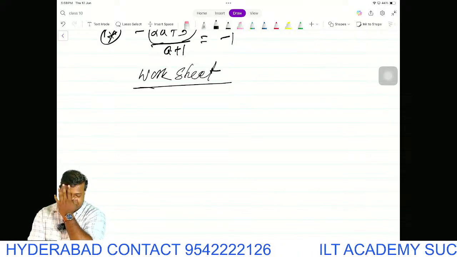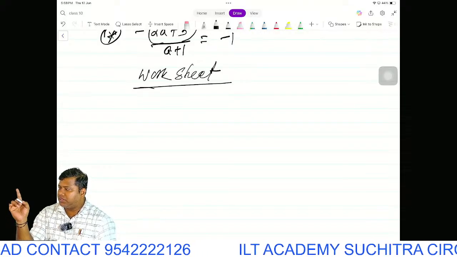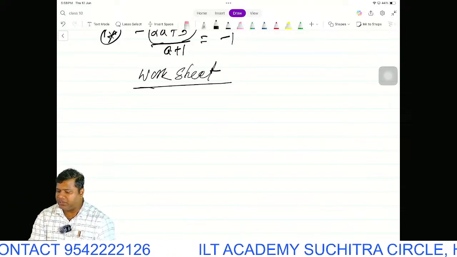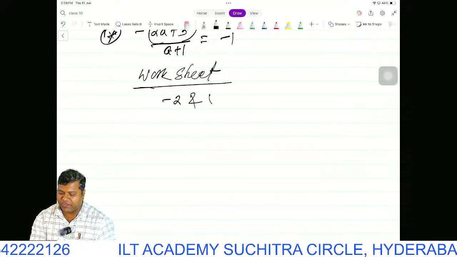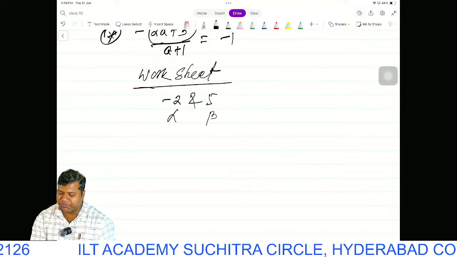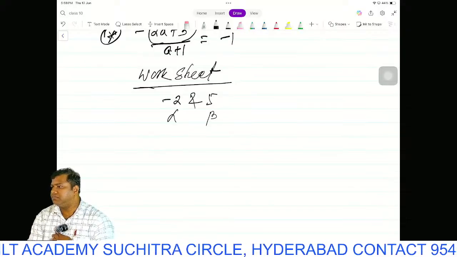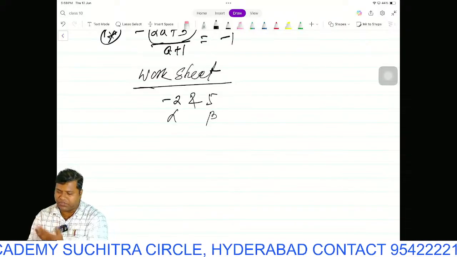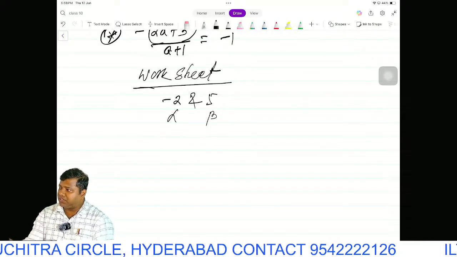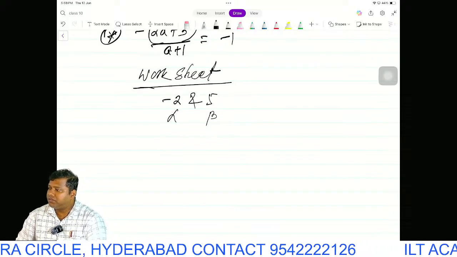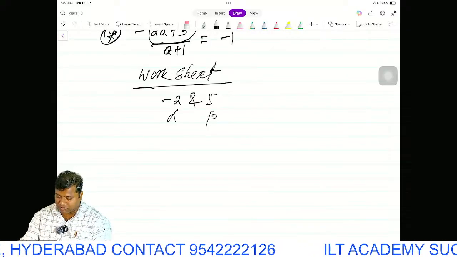Achha, now tell me, if we need to find one polynomial whose zeros are minus 2 and 5, like this is my alpha and this is my beta, what is the polynomial? First tell me. Please tell me the formula. In exam you will write: Examiner, please check the formula. X square minus alpha plus beta x plus alpha into beta. So tell me what should I write?